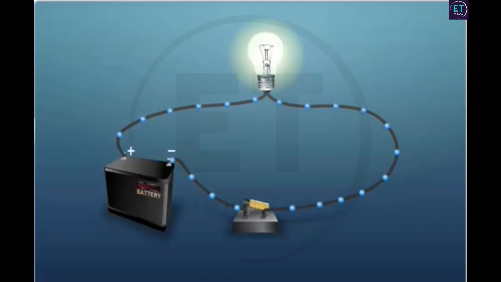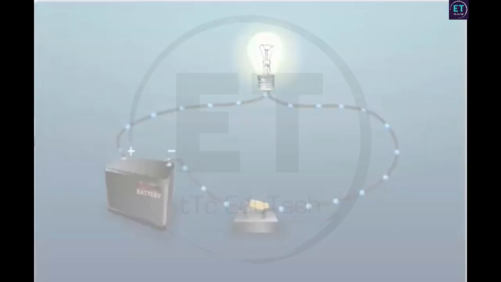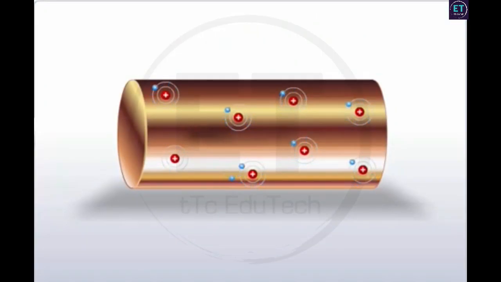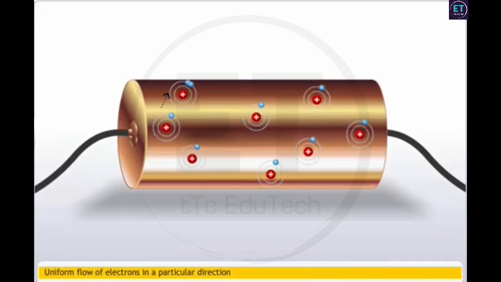Before learning about the cause and applications of electric current, let us examine the features of electric current. Typically, in a conductor, free electrons move randomly. When these electrons are influenced to move uniformly in a specific direction, we get electricity, or electric current. The direction of electric current is the same as the direction of flow of electrons.